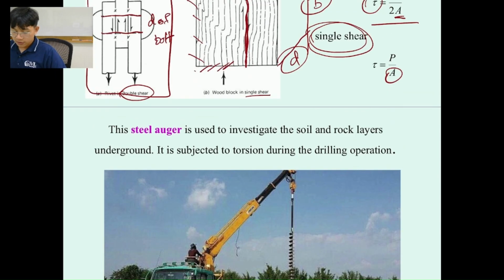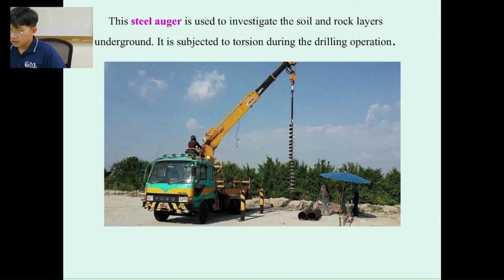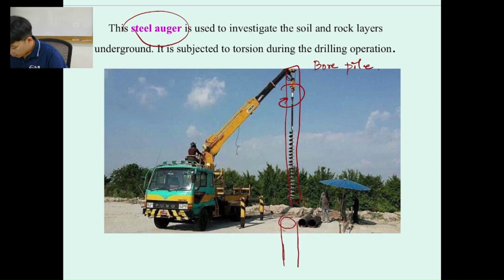All right, and then for another one, we call it torsional shear. The torsional shear, basically, we use it in the vehicle most of the time, but in our CE, you may see this in the future. When we construct a bored pile, we use the steel augers over here. The steel auger is going to apply the torque in order to make a bore hole under the ground, in order to cast the concrete pile, in order to construct a foundation.